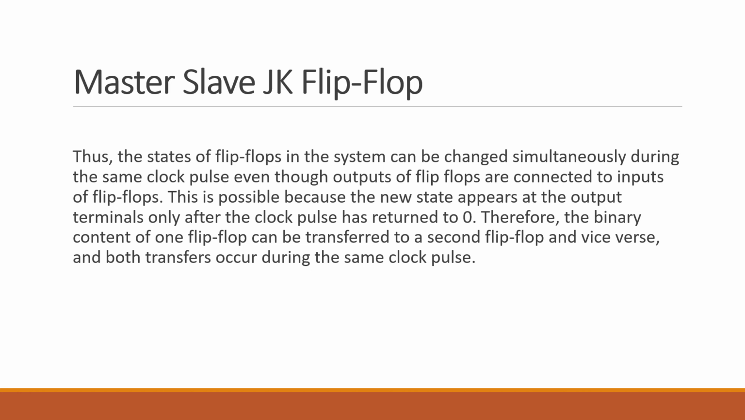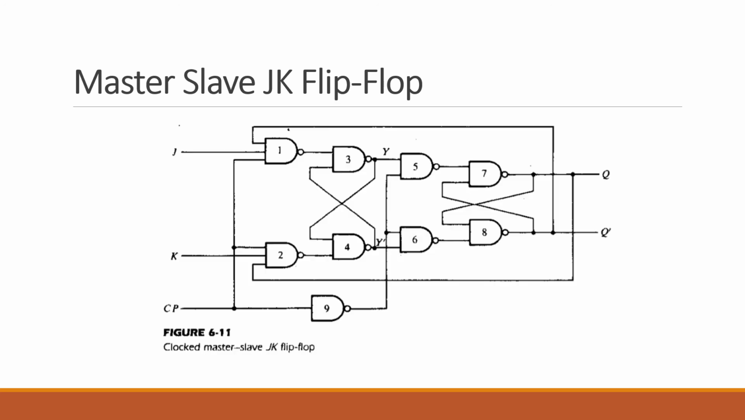So the states of flip-flops in the system can be changed simultaneously even in the same clock pulse, even after the outputs of flip-flops are connected to the inputs of other flip-flops. This becomes possible because a new state appears at the output terminals only after the clock pulse has returned to 0. Therefore, the content of one flip-flop can be transferred to a second flip-flop, and this occurs during the same clock pulse. And this is the diagram of the sequence of multiple master slave JK flip-flops that I just explained.